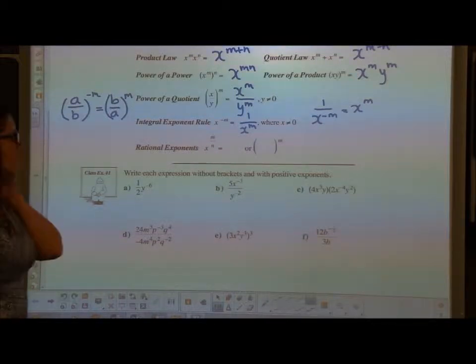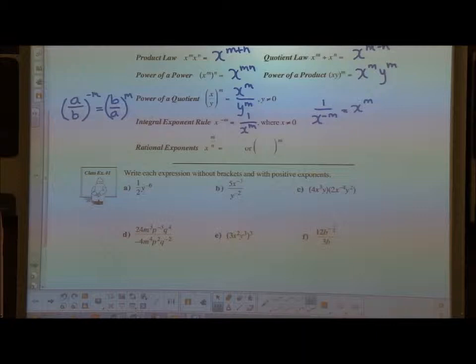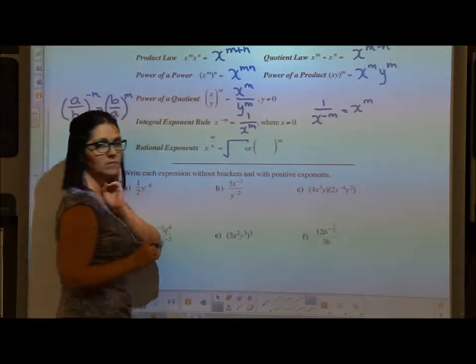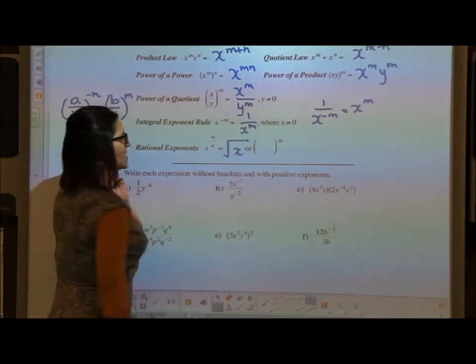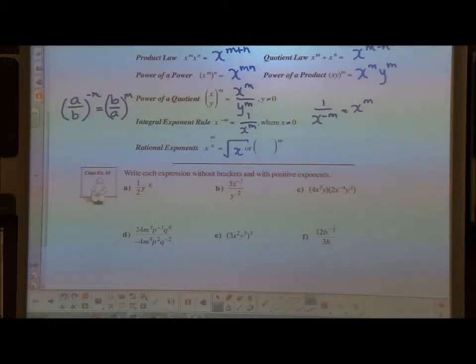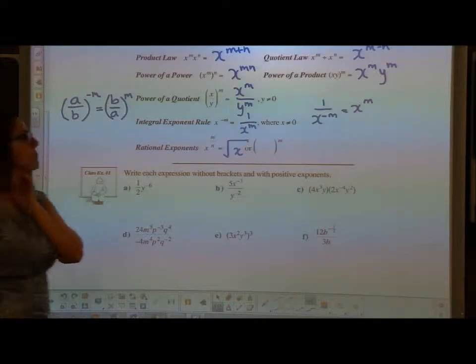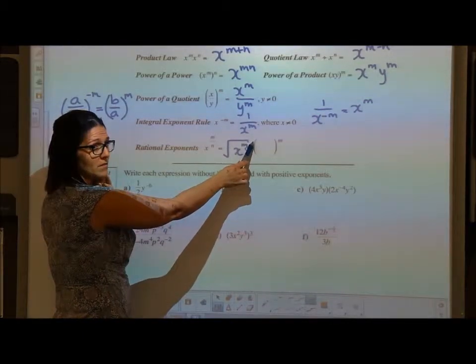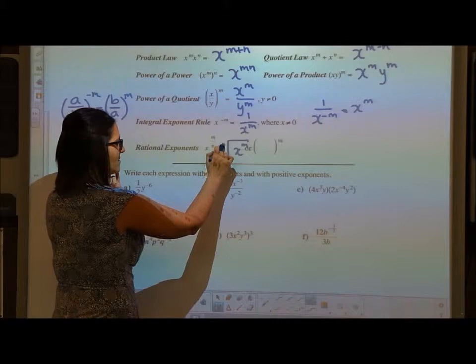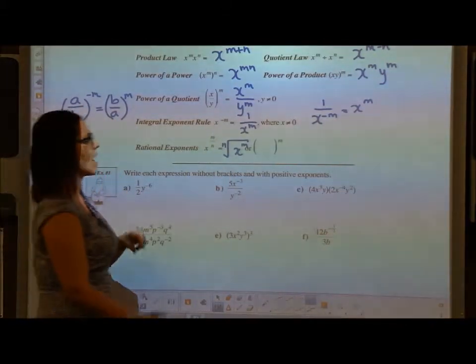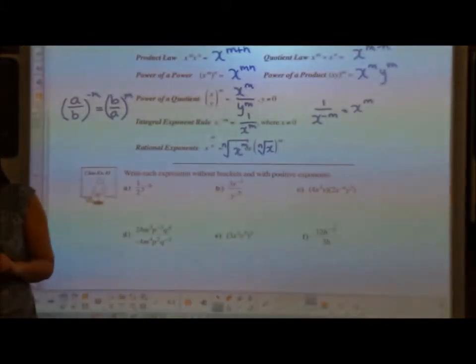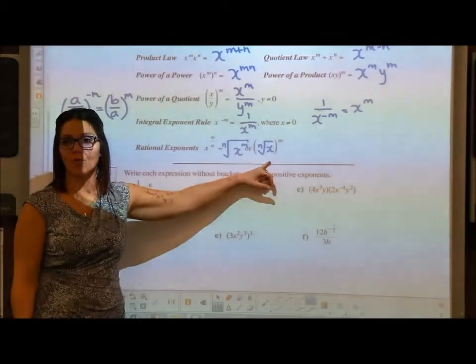If I have x to the power of m over n, and I want to write it as a radical, so if I want to use the radical symbol, x is my radicand. Where do the m and the n go? M is inside. And n is the index. Or I could write it as the nth root of x, then raised to the power of m. So it could be either form.